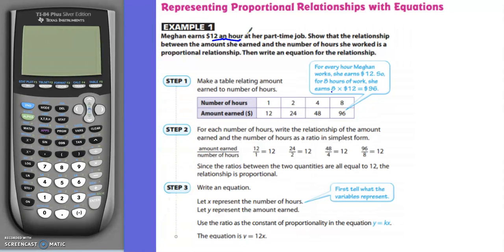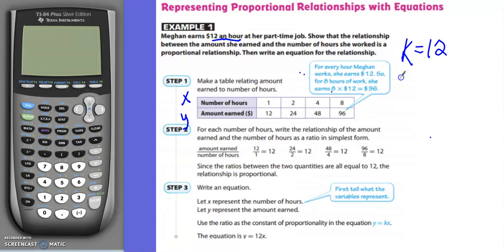Okay, so if we look at the number of hours, we can think of this as x, and we can take a look at the amount earned, which is y. And we just find the constant of proportionality, y divided by x. 12 divided by 1 is 12. 24 divided by 2 is 12. 48 divided by 4 is 12. 96 divided by 8 is 12. The constant of proportionality is 12.